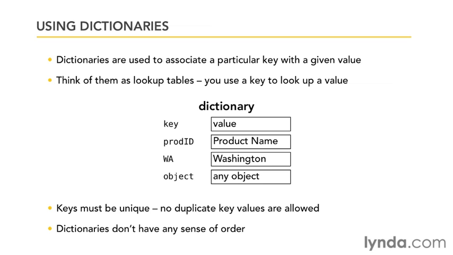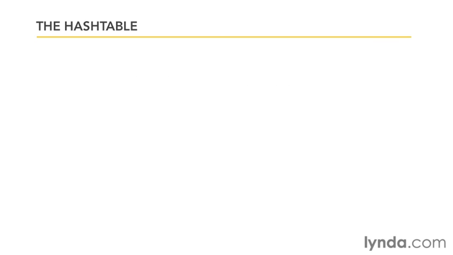Probably the most common example of a dictionary is the hash table or associative array. You've probably heard it called many different names depending on what other programming language you may have come from. If you've never heard of it before, then I'll introduce it to you now. The hash table is an example of a dictionary.